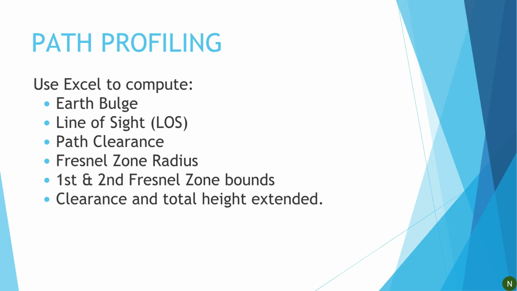For the path profiling process, I use Excel to calculate the following parameters. Earth bulge is the curvature effect of the Earth over distance. Line of sight is the direct visual path between antennas. Path clearance, ensuring the signal clears the range obstacles. Fresnel zones, particularly the first and second zones, which are critical for minimizing diffraction losses. These calculations ensure that the designed link meets the minimum clearance requirements for reliable transmission.